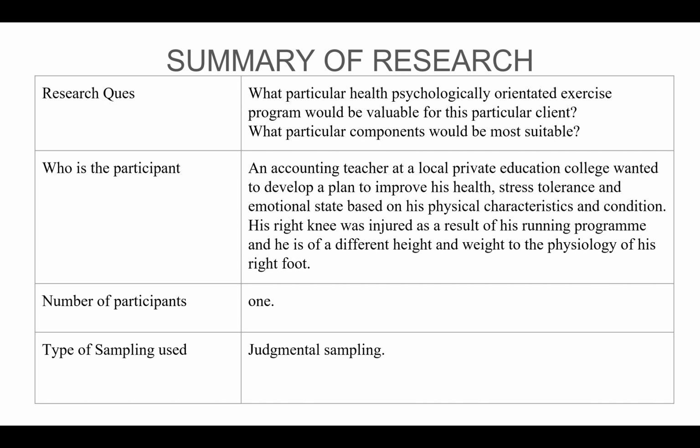This article uses judgmental sampling to select one subject. And who is the participant? The participant is an accounting teacher at a local private education college who wanted to develop a plan to improve his health, stress tolerance, and emotional state based on physical characteristics and condition. His right knee was injured as a result of his running programming, and he often has different height and weight relative to the physiology of his right foot.